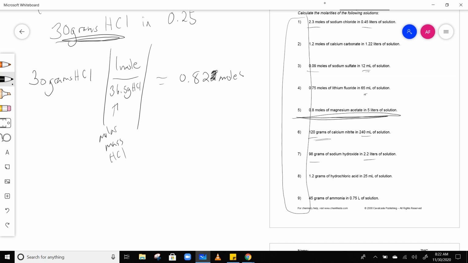Let's make it 0.82 moles, because we have 2 sig figs here. So we have 0.82 moles of HCl. That's our number of moles, and it's in 0.25 liters. So 0.82 moles over 0.25 liters. We divide 0.82 by 0.25, and we get 3.3 molar.